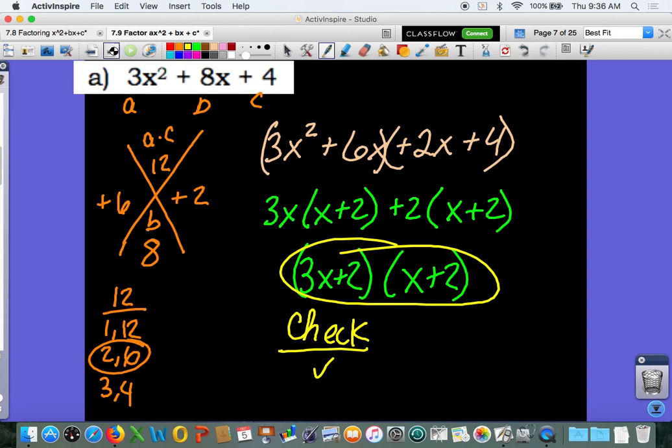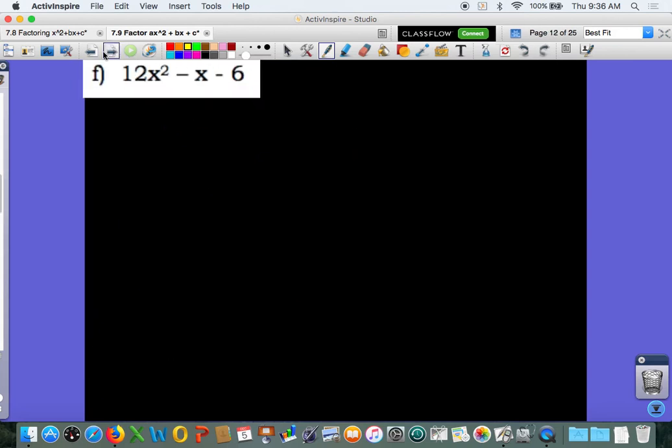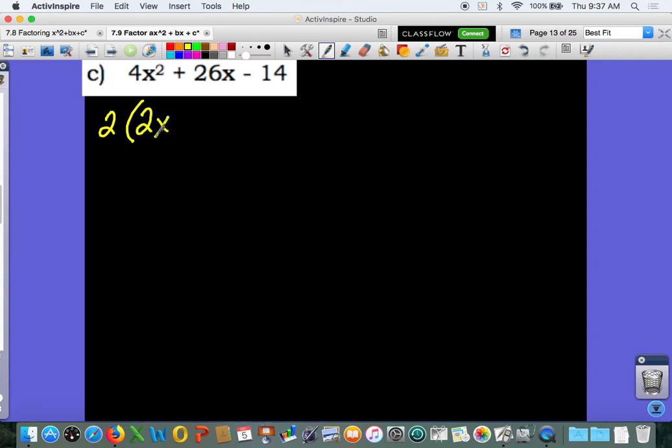All right, one last problem. A little farther ahead here. All right, letter C. What do I look for first? Well, first thing I have to look for is a GCF. Do I have a GCF here? Yes, I have a GCF here. My GCF is 2. Right? So when I factor out a 2, I'm left with 2x squared plus 13x minus 7.